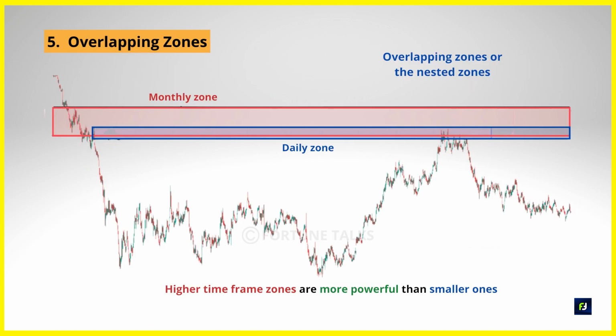Now the last and final odd enhancer that I will be talking about is overlapping zones. These are also called nested zones. Now the idea here is to look for overlapping zones from different time frames. For example, if you have a supply zone on a daily time frame that is located inside a monthly supply zone, this daily supply zone is considered strong and it presents a high probability of success.